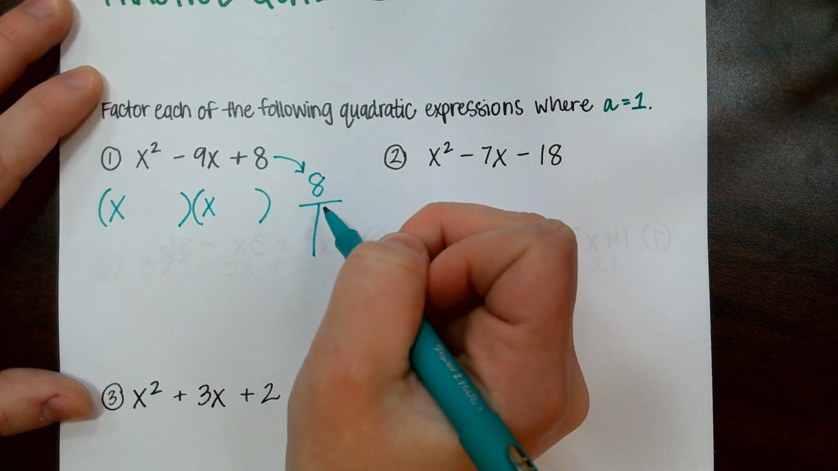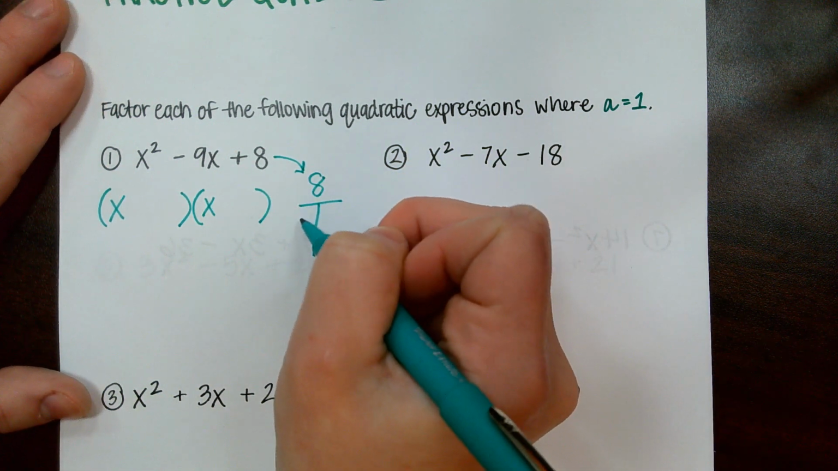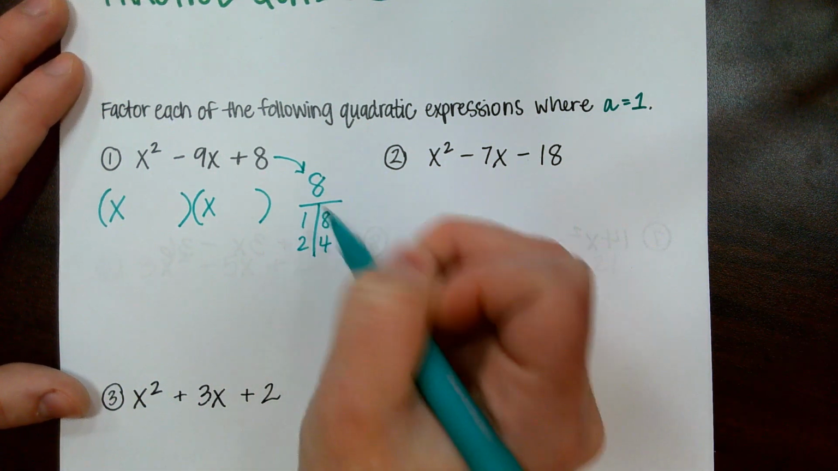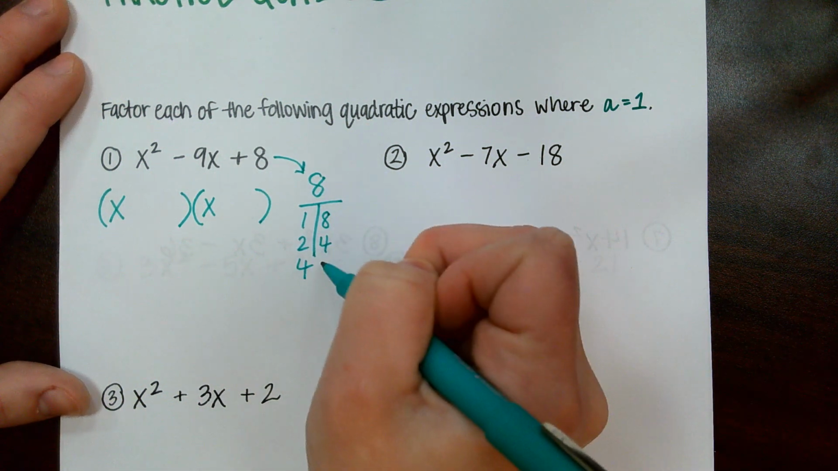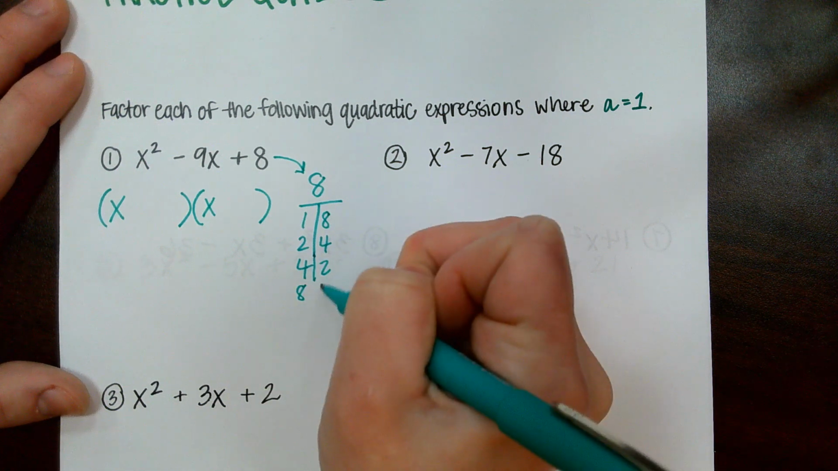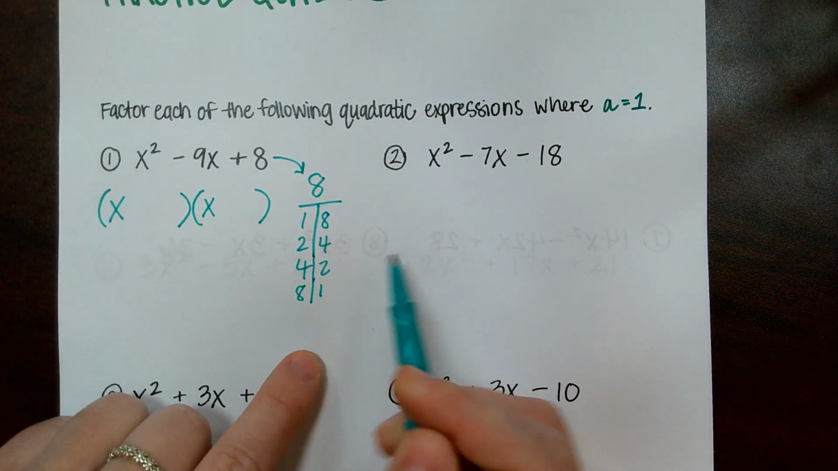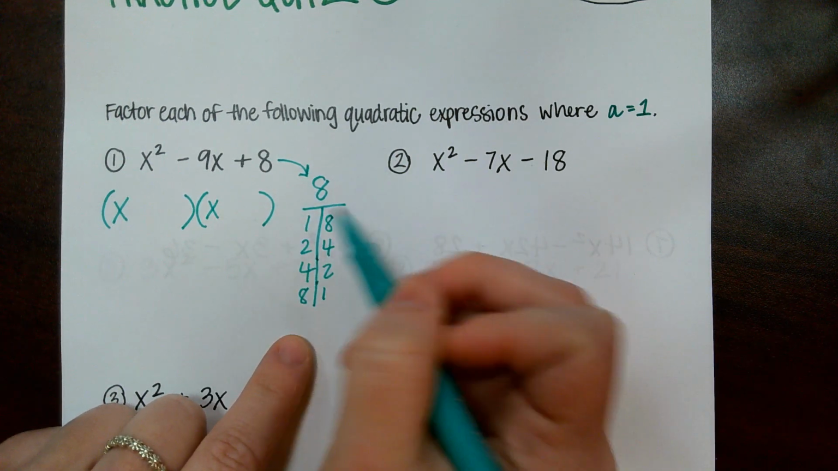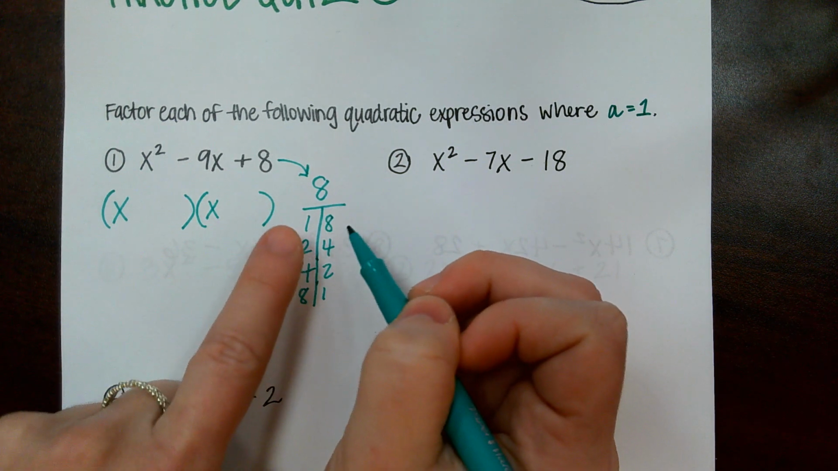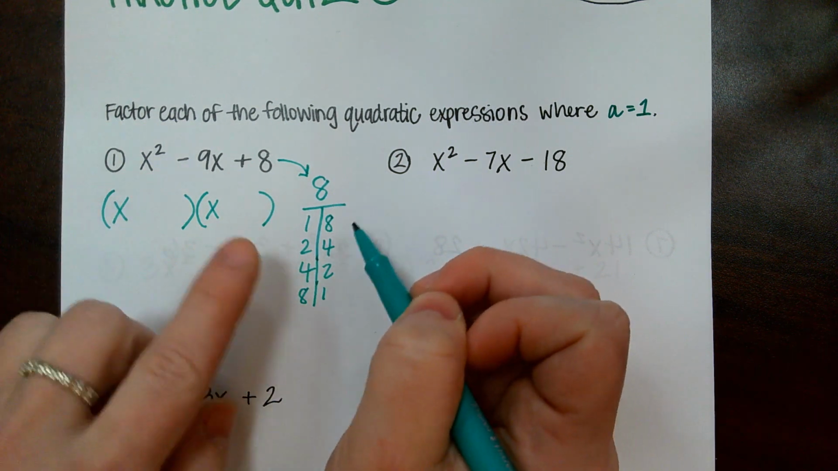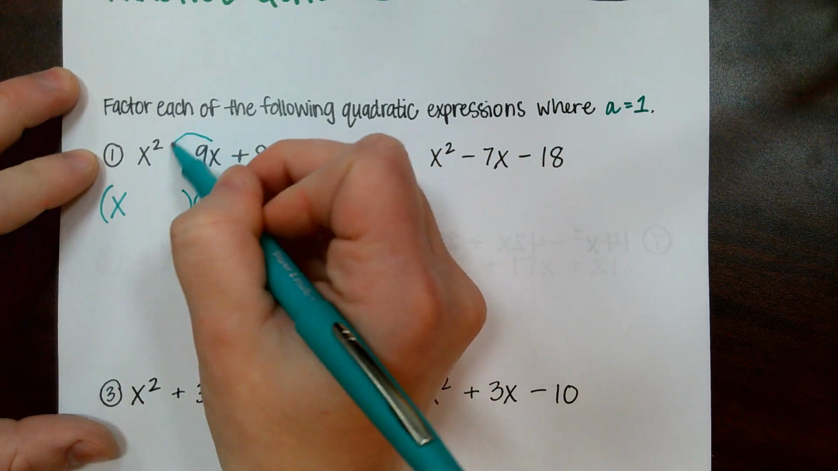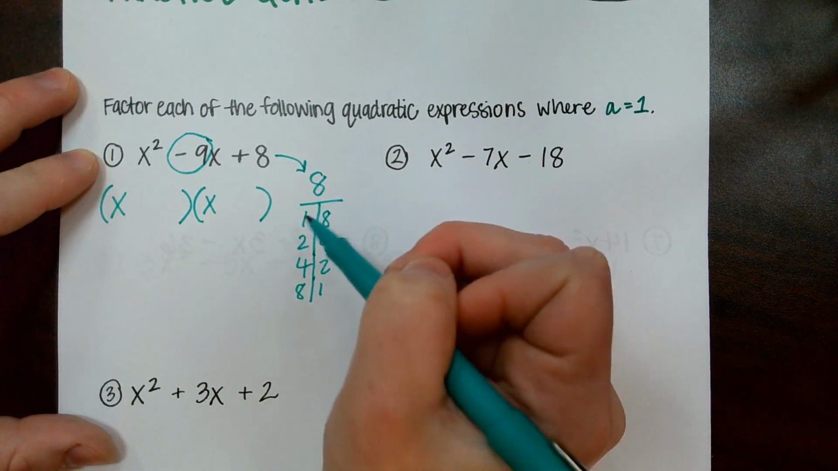And what options do we have here? 1 and 8, 2 and 4. 2 and 4. 1 and 2. Yeah, and then we could reverse all those, 4 and 2, 8 and 1. So let's think about this. Whenever we are looking at all possible factors, what's going to tell us that these are the correct numbers to use? What do they need to add up to? To b. So our middle term is negative 9.